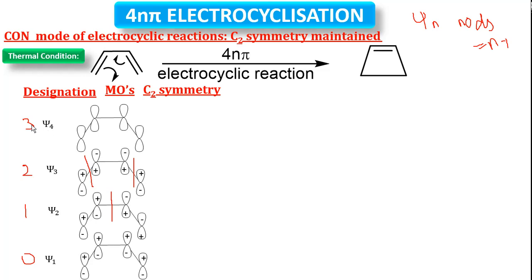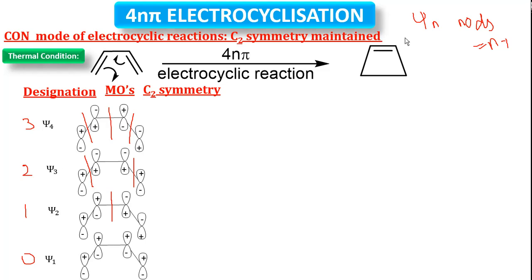Psi4, 3 nodes are present. Not necessary, friends, the 3 nodes will come like this because 4 lobes are separated by 3 nodes, so plus and minus come alternately. So these are the molecular orbitals of 1,3-butadiene. Now let's see the C2 symmetry.